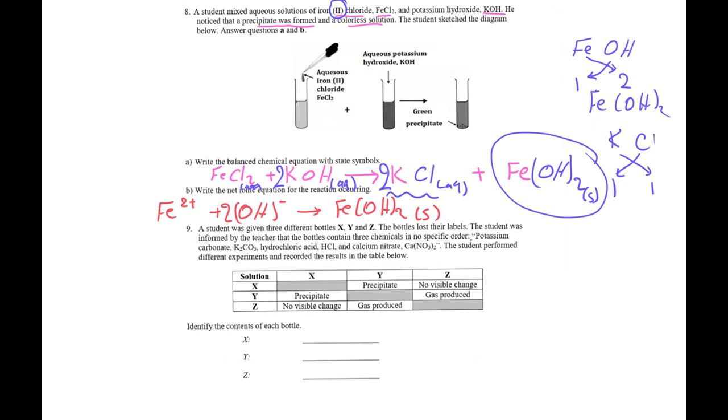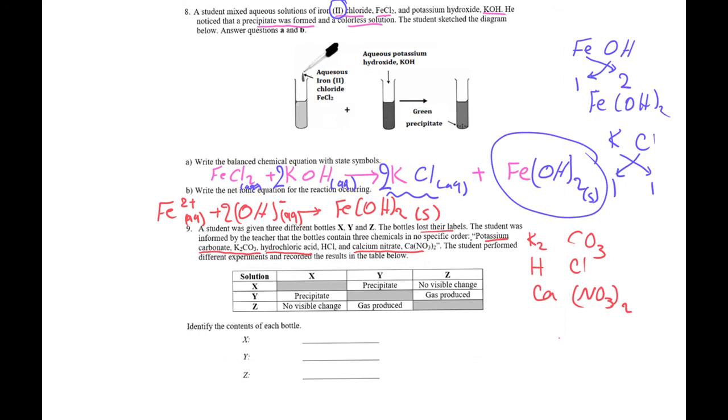To answer this question, here a student has 3 different bottles, X, Y, Z. Bottles lost their labels. The student was informed by the teacher that bottles contain 3 chemicals in no specific order. Those chemicals are potassium carbonate, K2CO3, and hydrochloric acid, HCl. The third one is calcium nitrate, but we don't know which one is which. The student performed a different experiment recorded here in the table, and of course he's asking what is X, Y, Z.